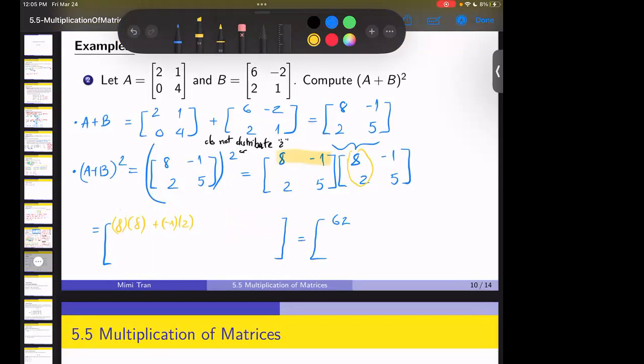First row, second column. Same thing, you multiply corresponding entries, you add them together. 8 times negative 1 plus negative 1 times 5. Negative 8, negative 5, that's negative 13.